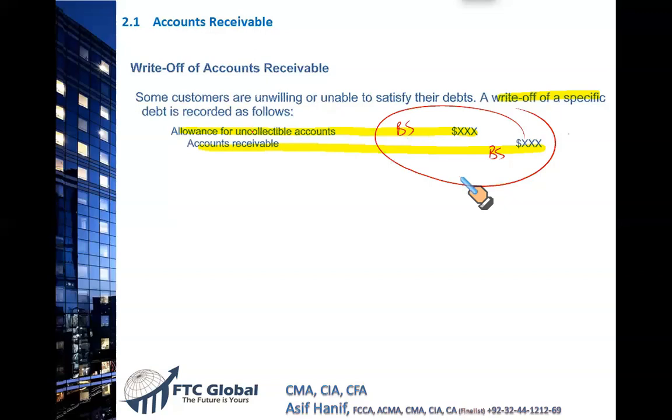So remember, this entry is what is required under the US GAAP. You do not write off your customers directly. This is the entry you pass if the customer goes bad. Debit allowance, credit account receivable, and there is nothing in this entry that affects your income statement. So the income statement is totally safe, immunized against any bad debts.